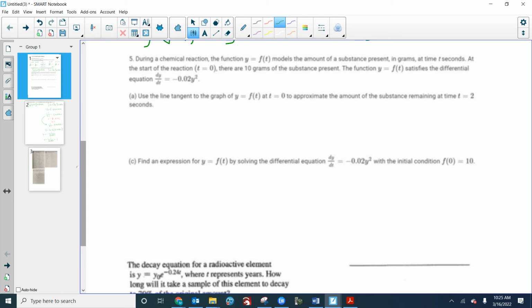All right. Do you want to go over this one? A. Use the line tangent to the graph of y equals f of t at t equals 0 to approximate the amount of the substance remaining at time t equals 2 seconds. All right, so first of all, during the chemical reaction, the function f of t models the amount. So f of t is the amount of the substance present in grams, right? At the start of the reaction, there are 10 grams.